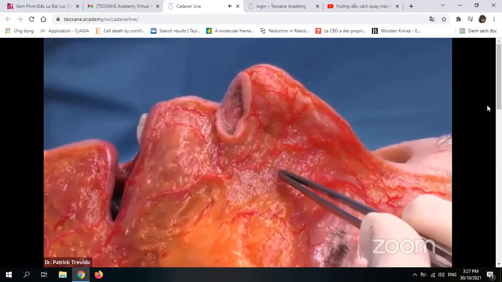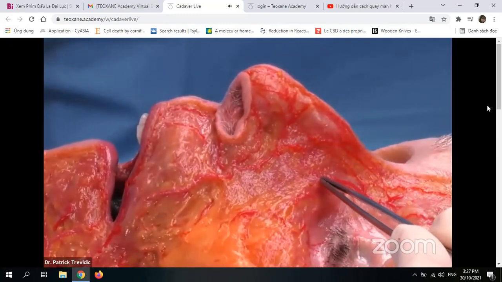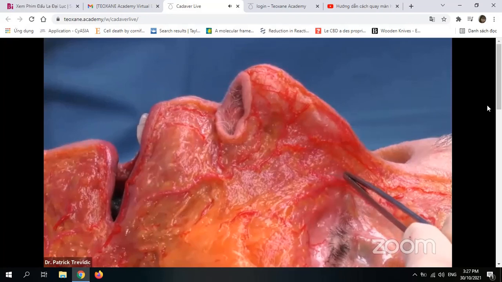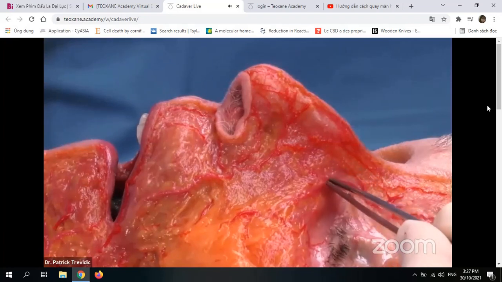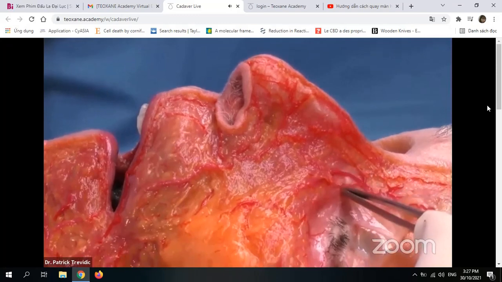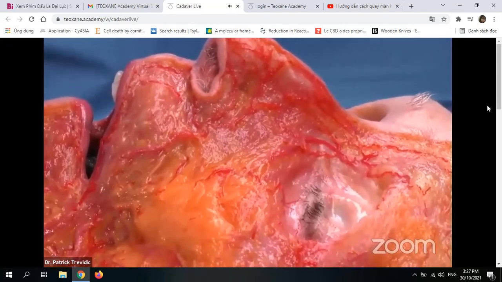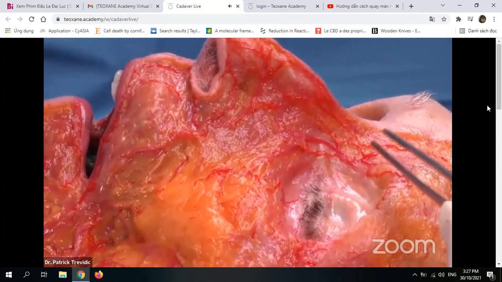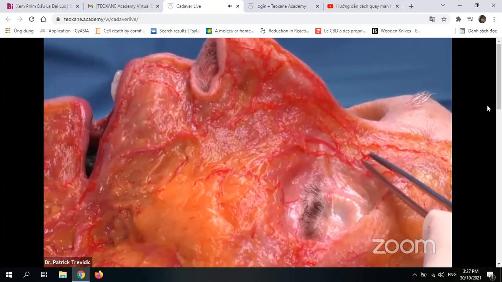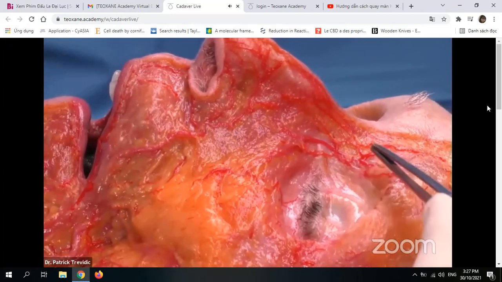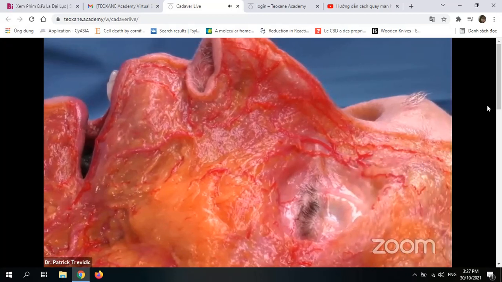And then we go up along the nose, and you see very well here your angular artery, with the diameter of this artery very superficial. And this artery here will go deep and will anastomose with other branches.